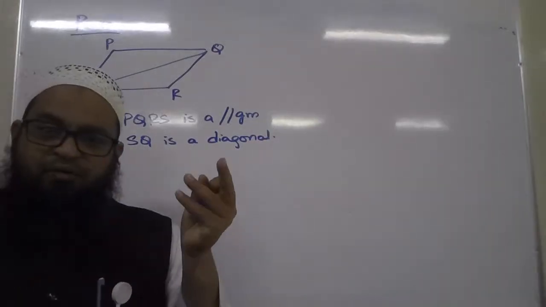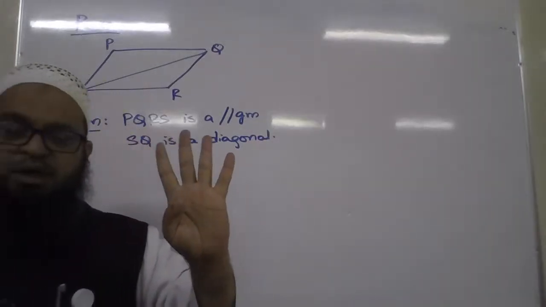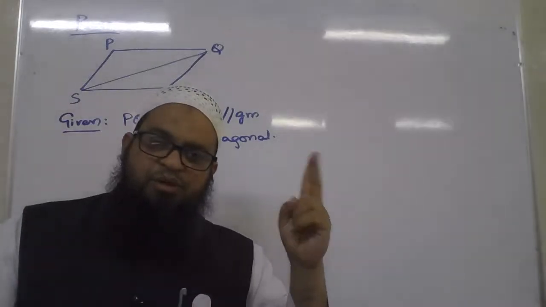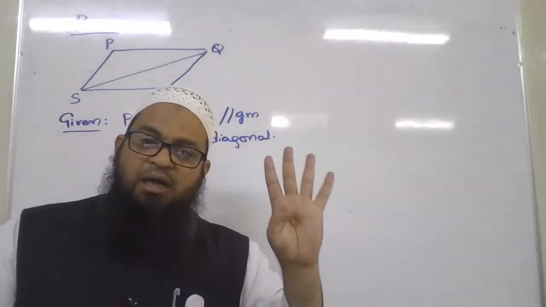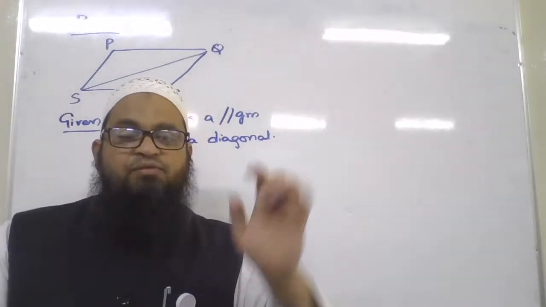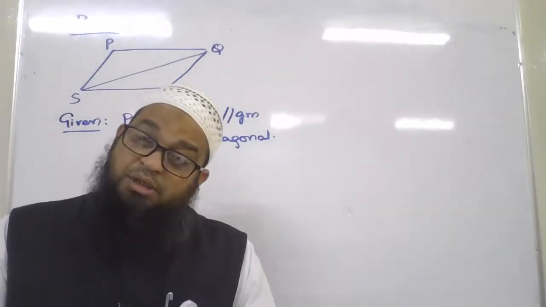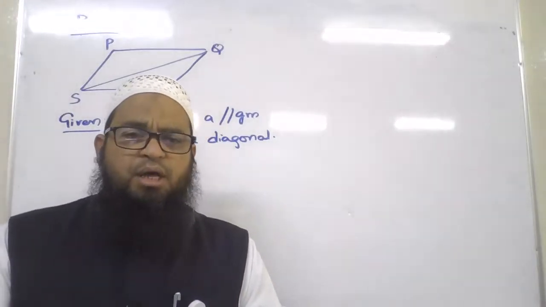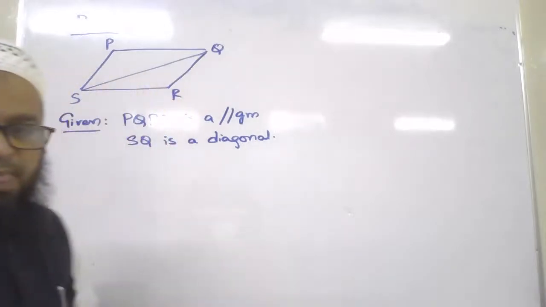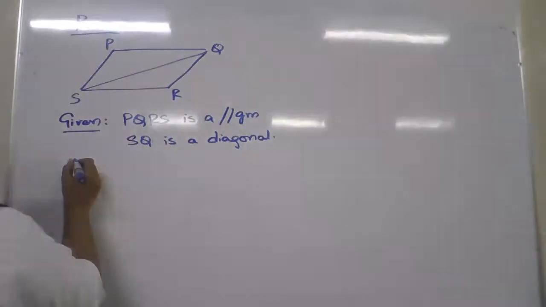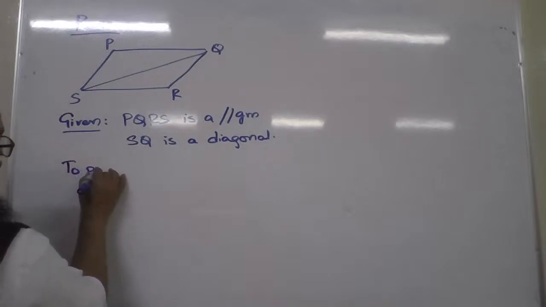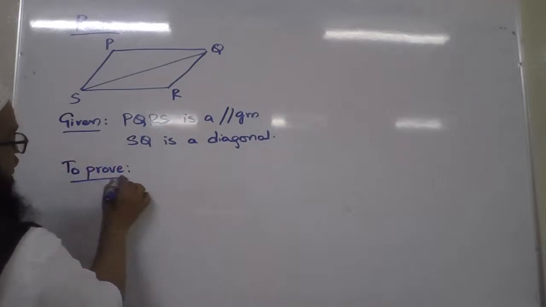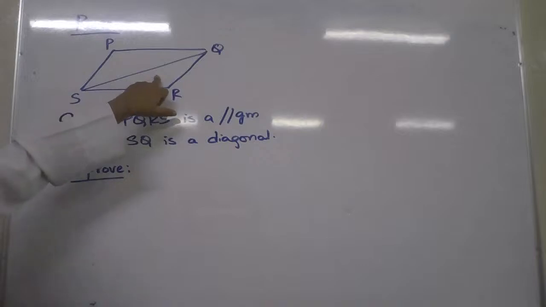So what is the next step? See, in a theorem there are four or five things. The first thing is given. Next is to prove. Third, if necessary, construction. The fourth is proof. And the fifth is conclusion. Conclusion is very important, we often forget it. Now, the next step is to prove. What are we supposed to prove? That these two triangles are congruent.